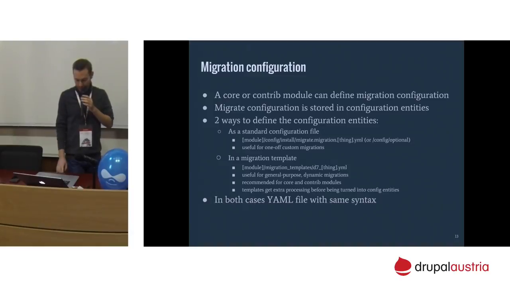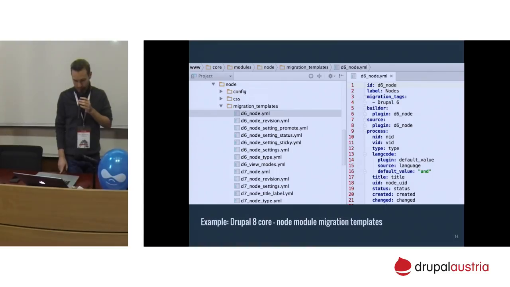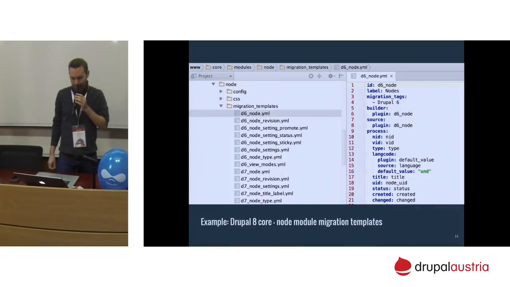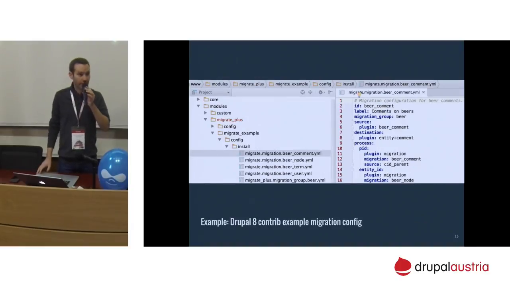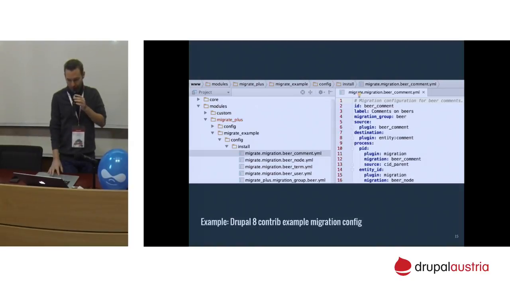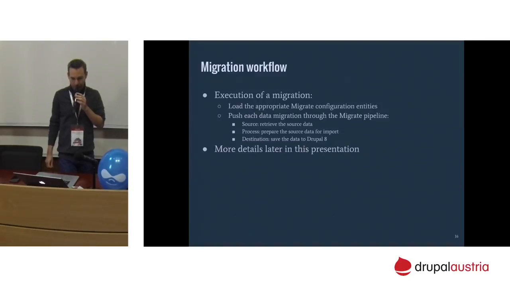So I'll get into the specifics of the syntax next. So here's an example of a YAML file to migrate Drupal 6 nodes to Drupal 8. We'll get into more details about the syntax later on. And this is another screenshot example of a migration template of a general configuration entity in an example contrib module. So the syntax is pretty much the same. It's just in another directory structure and gets processed in a slightly different way.